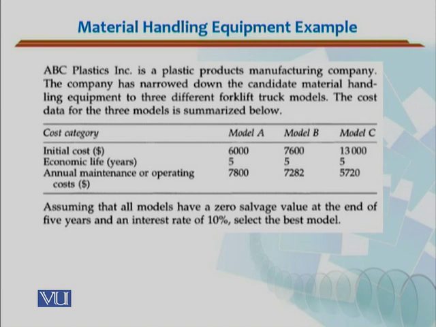The previous systematic procedure which we have discussed would take your critical factors into account. It would take the cost factors into account. It would take, of course, the objective factors into account and the subjective factors as well. This is based only on the cost. So 0 salvage value at the end of the 5 years and the interest rate of 10%. We need to select the best model.